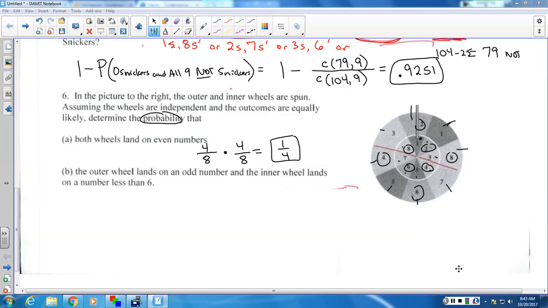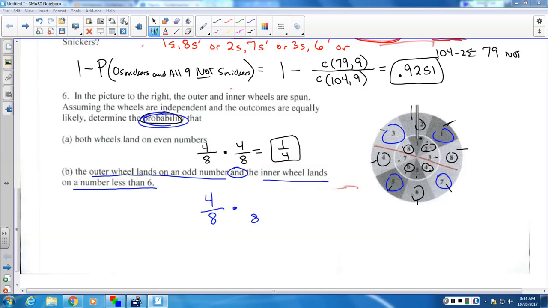And then part B says, determine the probability that the outer wheel lands on an odd number and the inner wheel lands on a number less than 6. So the outer wheel, again, we have 8 different possibilities. Odd numbers happen 4 times on the outer wheel. And we've got to multiply.